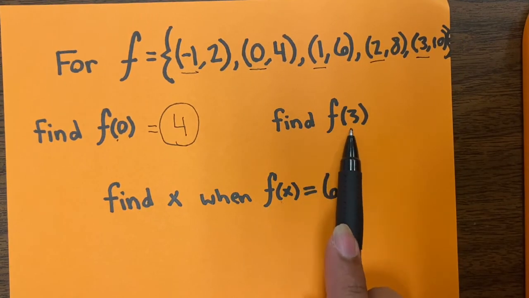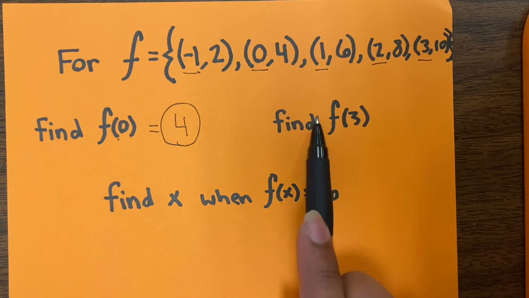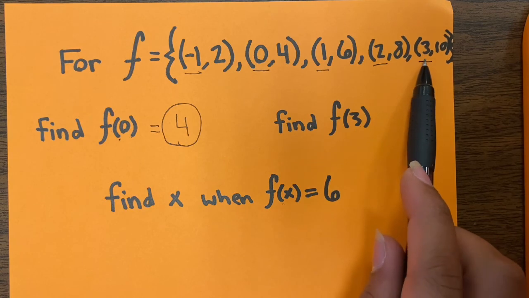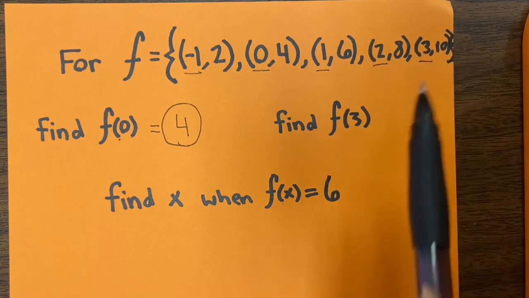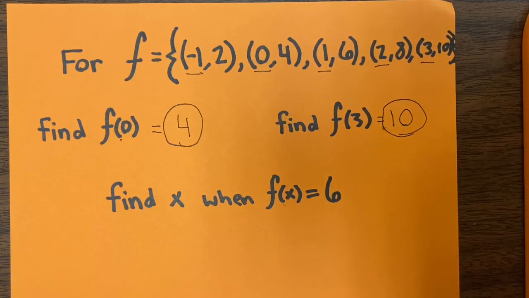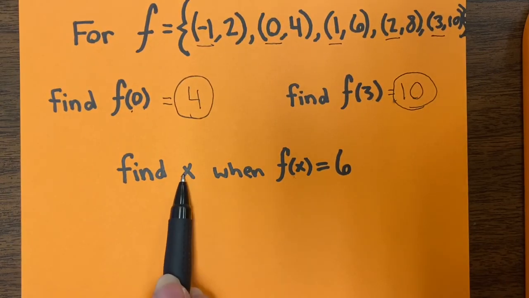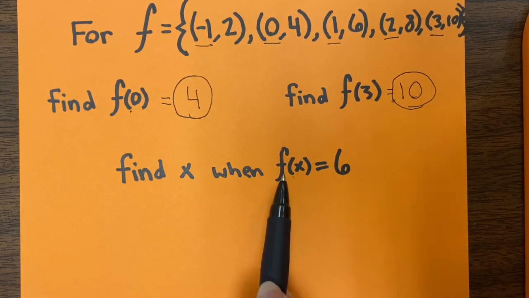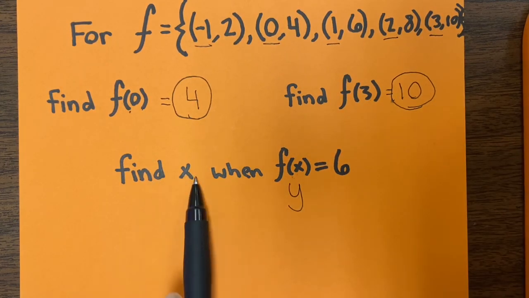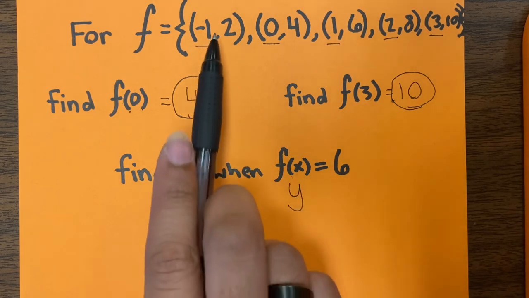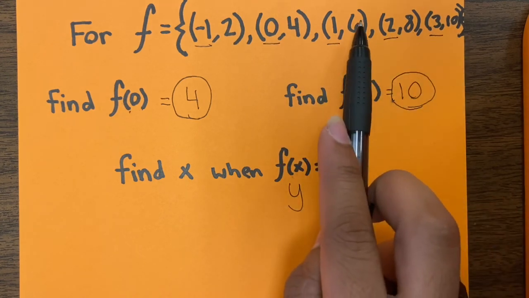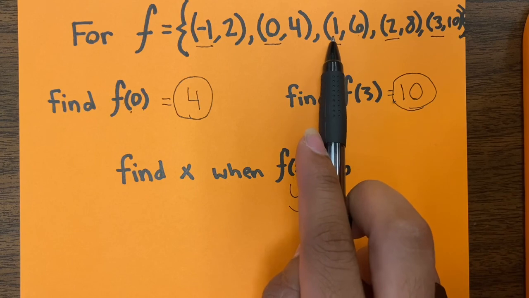Find f of 3. So when x is 3, what is the y? When x is 3, the y value is 10. And now it wants us to find x when the f of x equals 6. And remember, f of x is just a fancy way of saying y. So find x when y is 6. So when my y value, the one that's not underlined, is 6. So when y is 6, x is 1.